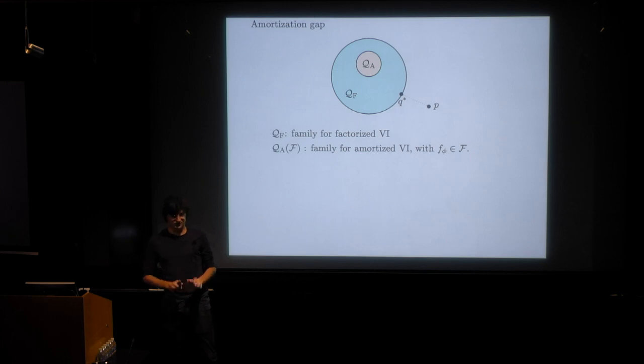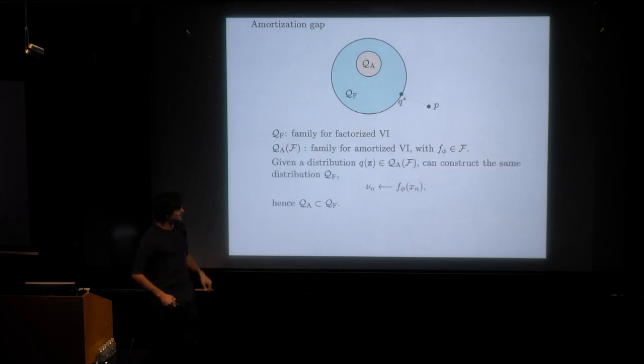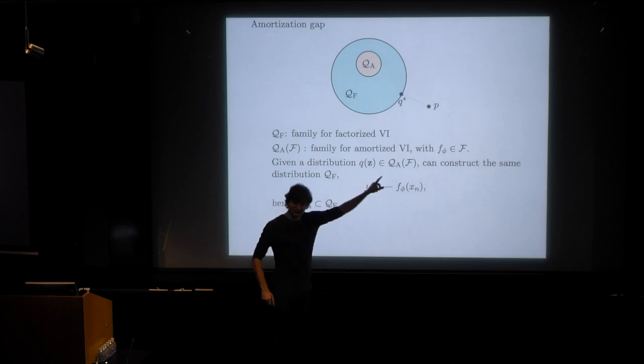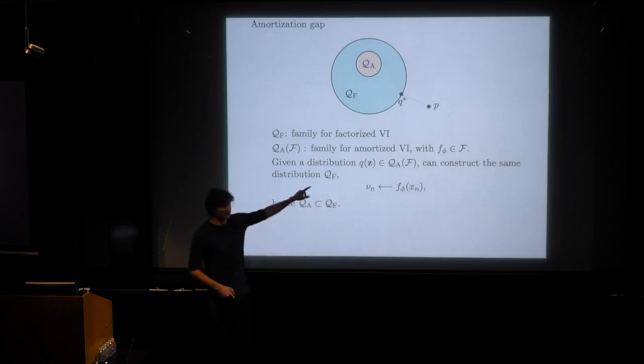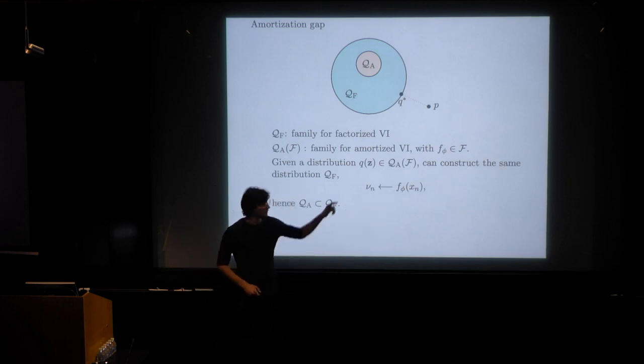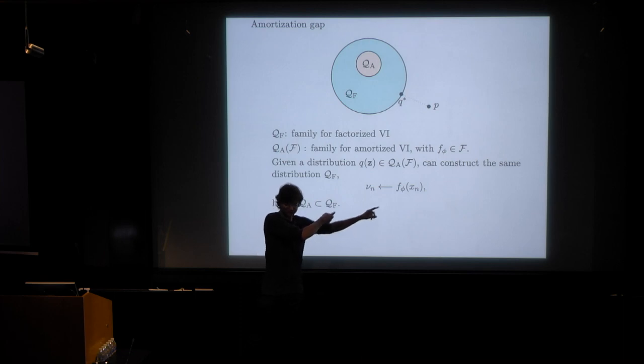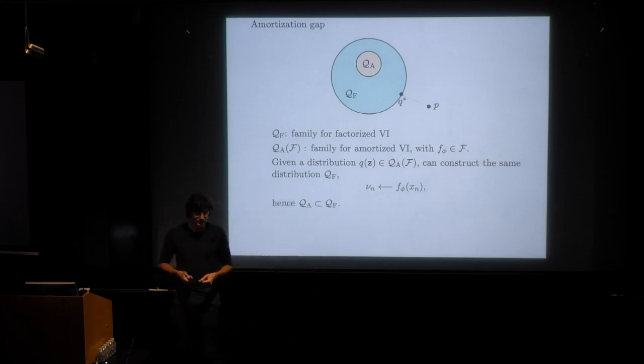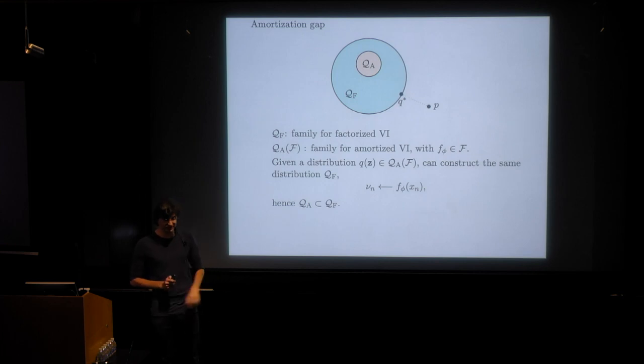So it turns out that, first things first, your optimal solution is not going to be as good. There's something called the amortization gap. And the way to see this is that any member of my amortized family, I can actually find in my factorized family. How do you do that? You just apply your inference function, and then you match your variational parameter to the output of that inference function. And so therefore, this Q_A, this amortized family, is a subset of the factorized family. It's actually a strict subset. I haven't demonstrated that, but there will be hints in the talk as to why that is. Something to keep you on your feet.